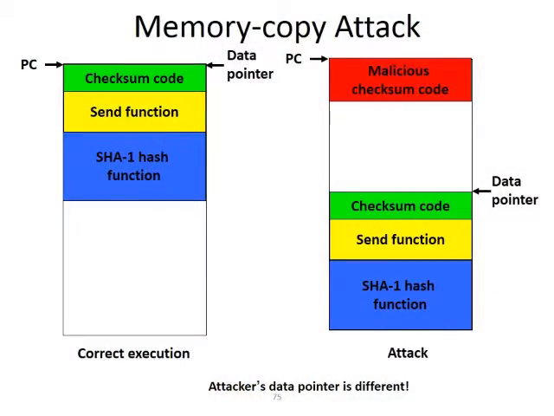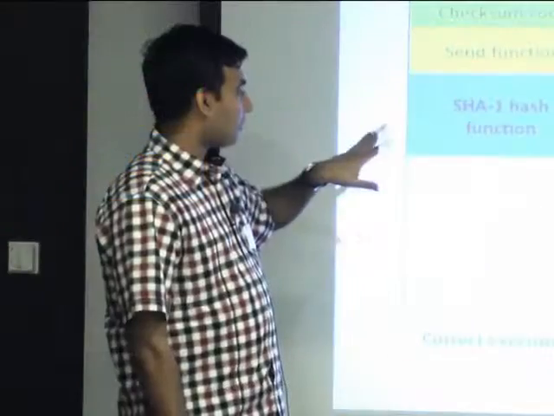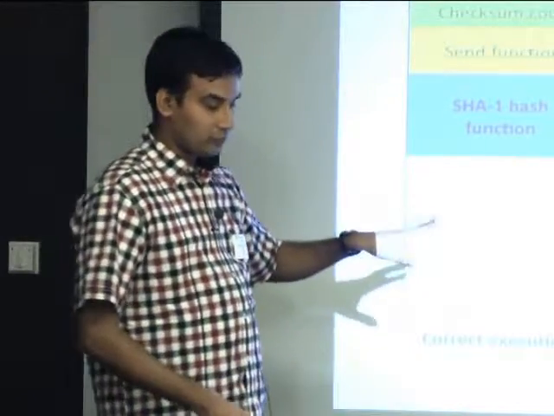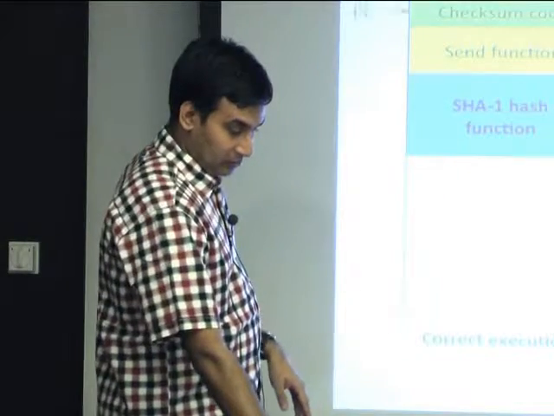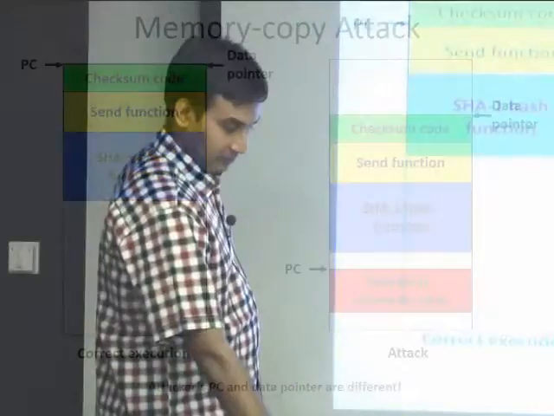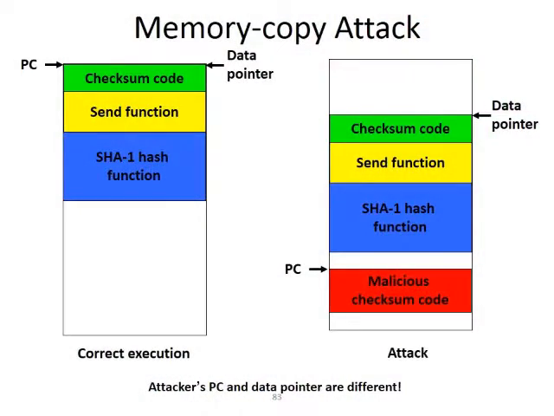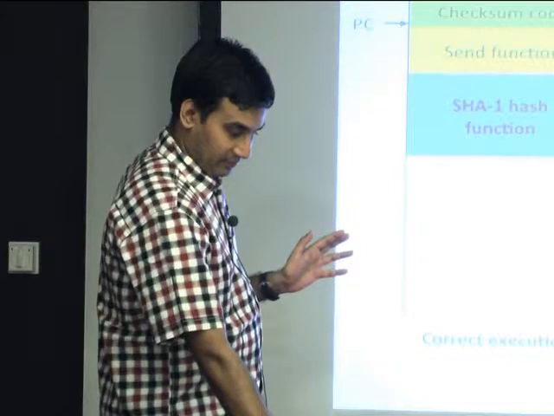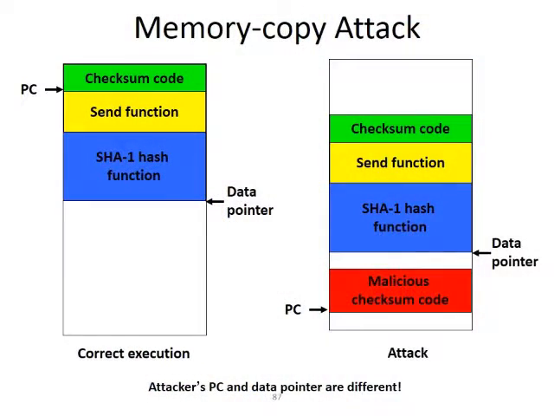The second variant is you push the copy of the correct verification function to other regions in memory. You execute from the regions you're expected to execute from. So here, as you see, the data pointer is going to be different. The third variant is, of course, that you change the positions of both. So as you see, both the program counter and data pointer will be different.